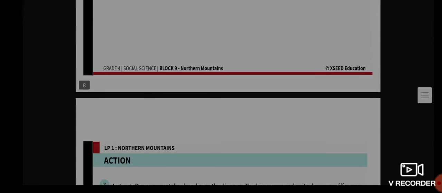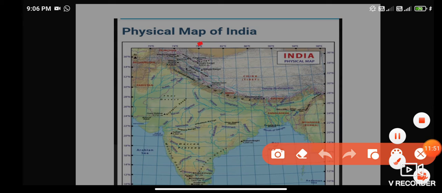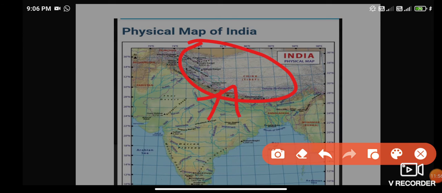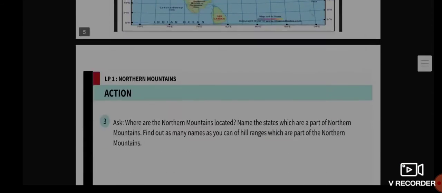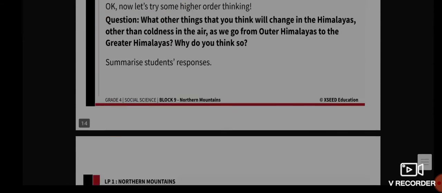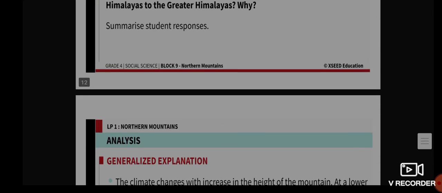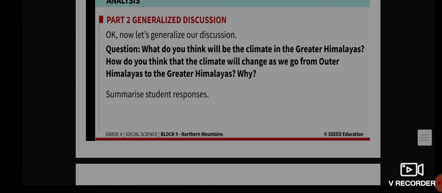What do you think will be the temperature of the Greater Himalayas, and as we go from the Outer Himalayas, meaning from the southern part, from the plain, to the higher altitude, that is the Greater Himalayas, what do you think the temperature will be? And why?